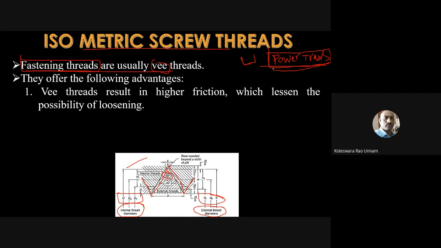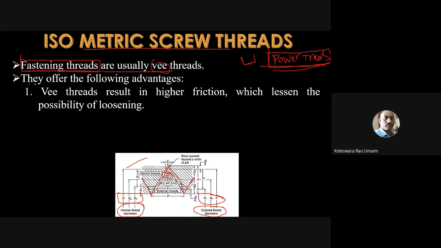Whereas in this particular application, that is bolted joints, we require maximum friction so that the joint is tight. So to have maximum friction, in case of V threads, the friction is going to be maximum. So that is the main reason why these V threads are extensively used in the applications of these threaded joints or fastening threads.